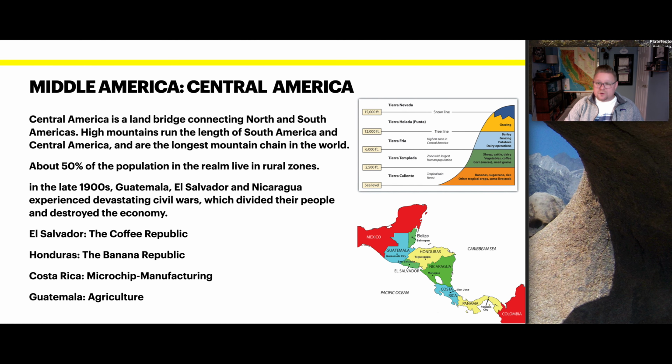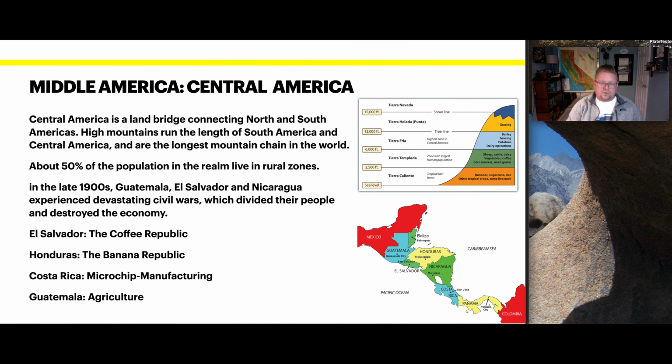Now, moving into Central America. Central America is a land bridge connecting both North and South America. It has high mountains that run the length of South America through Central America, and they're part of the longest mountain chain in the world. About 50% of the population in Central America lives in rural zones. In the late 1900s, Guatemala, El Salvador, and Nicaragua experienced devastating civil wars, which divided their people and destroyed their economy. And in fact, we even still see some of this persisting today.